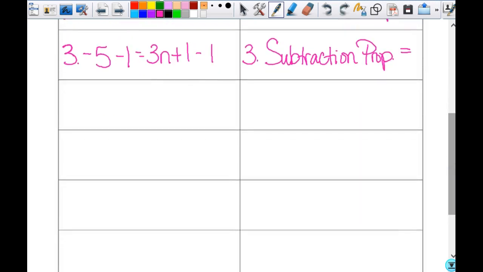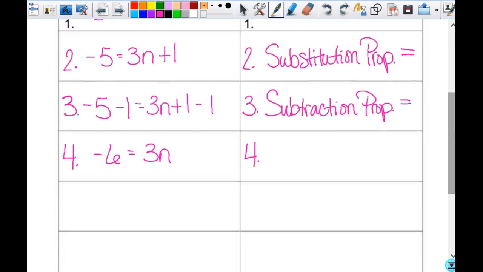I can combine my like terms. That can't be my reason, but that's what I'm doing. And so -5 minus 1 is what? -6. That's equal to just 3n, right? The 1 goes away. That's the whole point, whole reason you do it. So what do you think your reason is here?